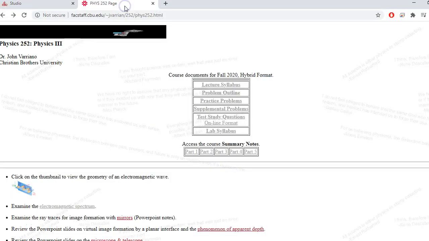Hey everybody, in this video we're going to look at image formation by a single planar interface by refraction. That's a mouthful. This image formation is sometimes known as the phenomenon of apparent depth. So let's see how that works.